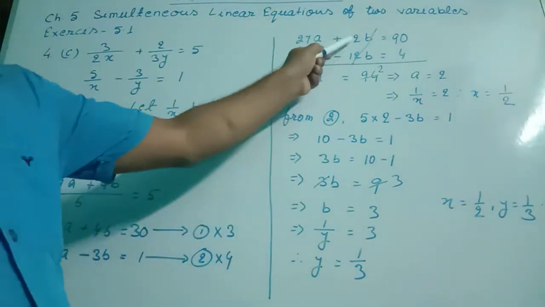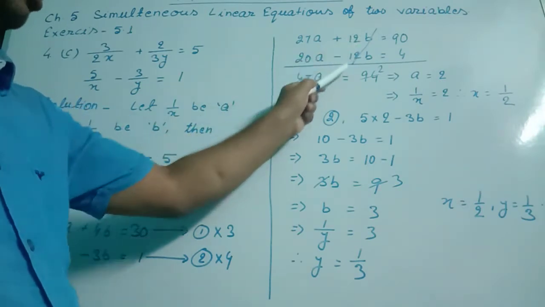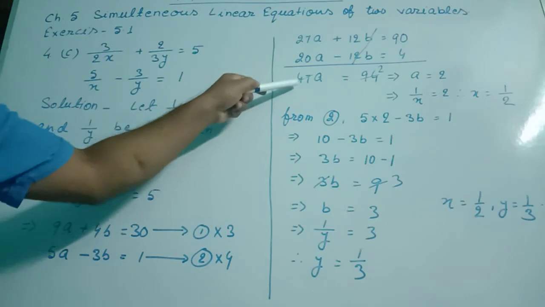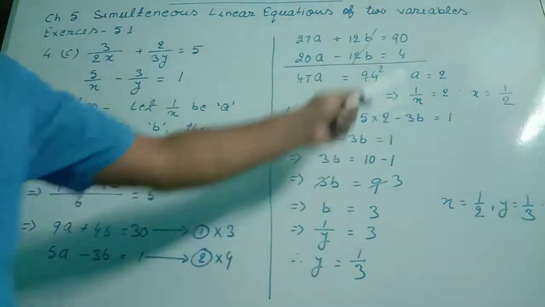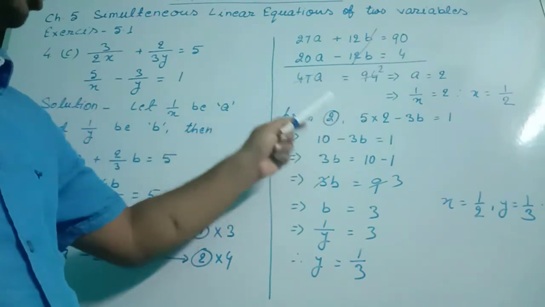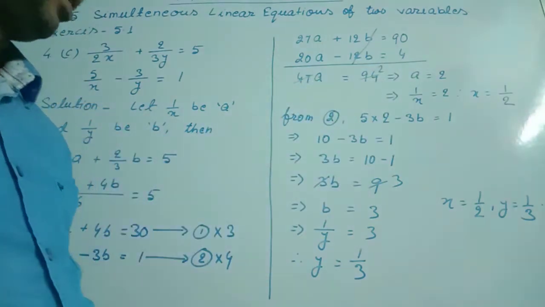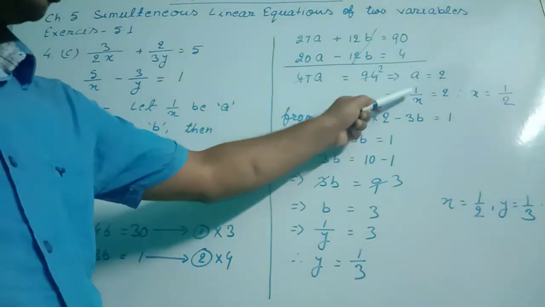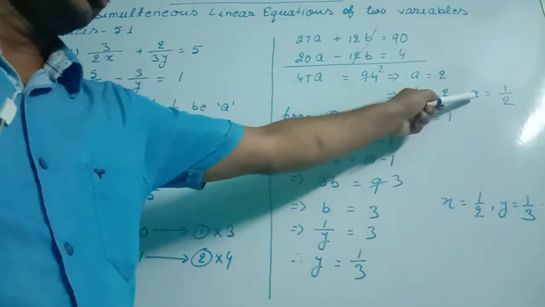So these coefficients are equal and both have opposite signs. So plus 12b, minus 12b cancelled. Now these two are added, 27a plus 20a equal to 47a, and the sum of these two became 94. 47 2s are 94, therefore a equal to 2. We have considered 1 by x as a, so a equal to 1 by x equal to 2, or we say x equal to 1 by 2.